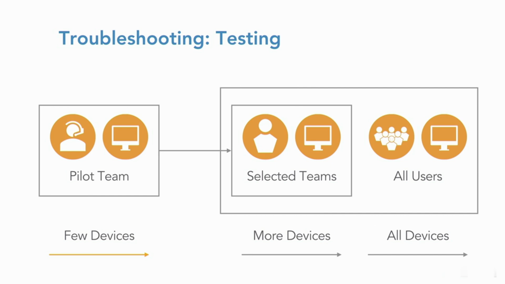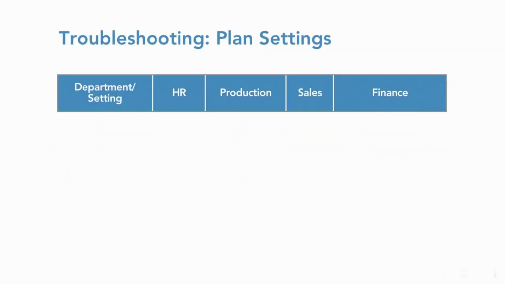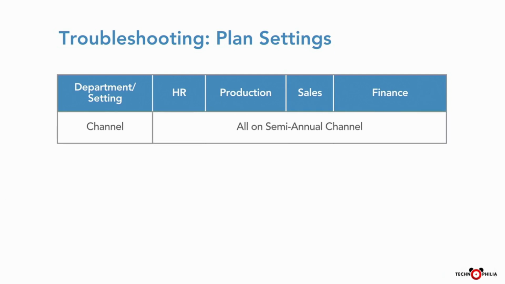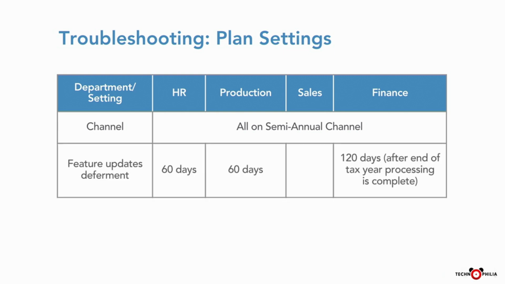Once you've assessed and mitigated any impacts, you can then begin the planning phase. You need to plan the configuration settings that you need for each deployment ring that you'll employ. In my example, I have a semi-annual channel for finance where I'm deferring feature updates by 120 days, and a semi-annual channel for production where I'm deferring feature updates by 60 days and quality updates by 10 days.